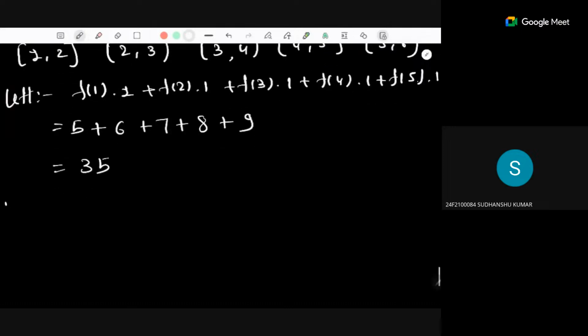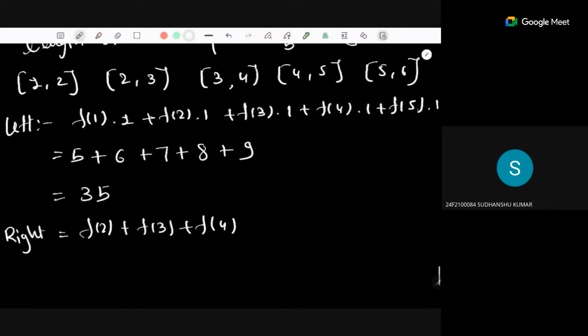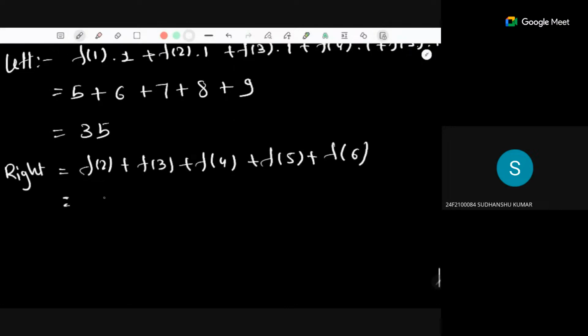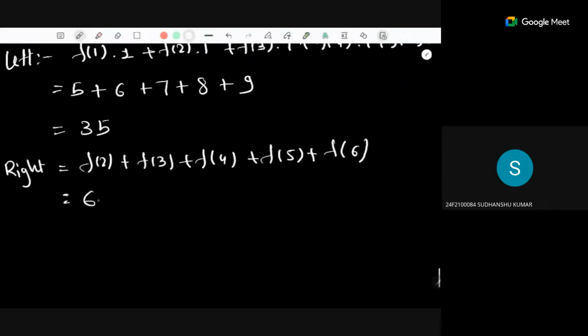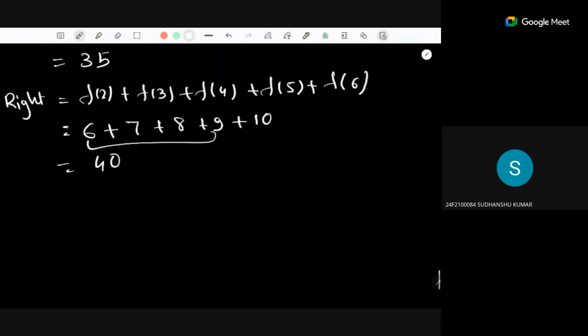Now similarly, we can compute the right Riemann sum. Right Riemann sum says the right endpoint of each subinterval. So here the right endpoints are nothing but 2, 3, 4, 5 and 6. So that is f of 2 plus f of 3 plus f of 4 plus f of 5 plus f of 6. So 2 plus 4 is nothing but 6, 3 plus 4 will become 7, 8, 9 and 10. So this will become 40. So the right Riemann sum will become 40.